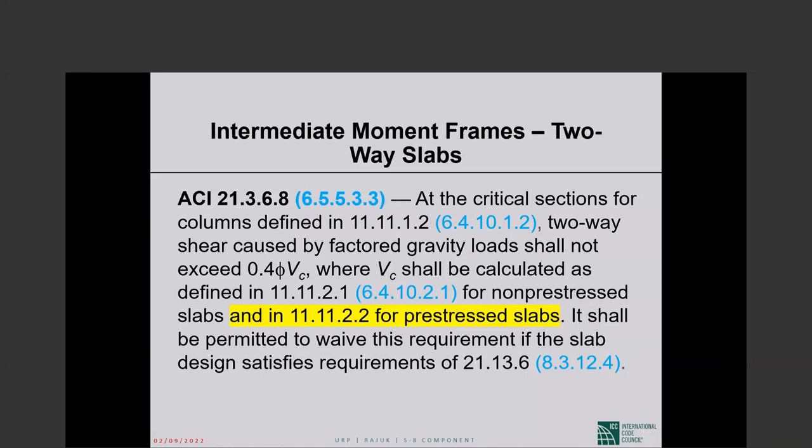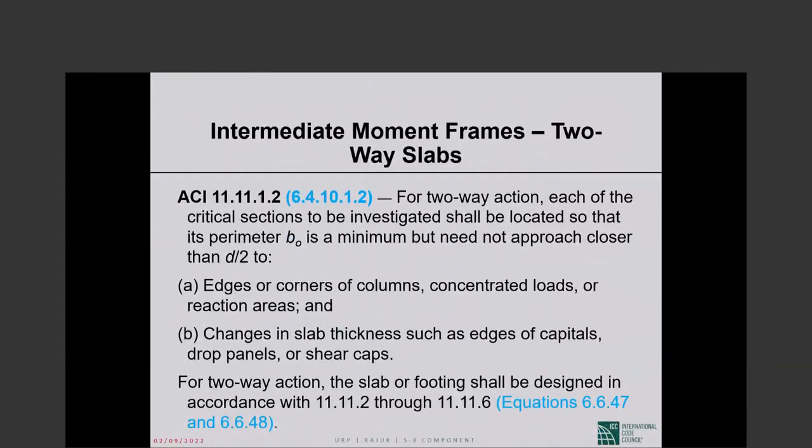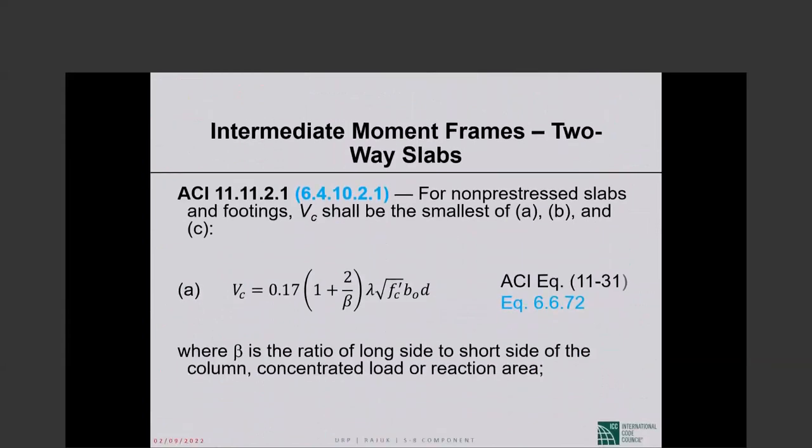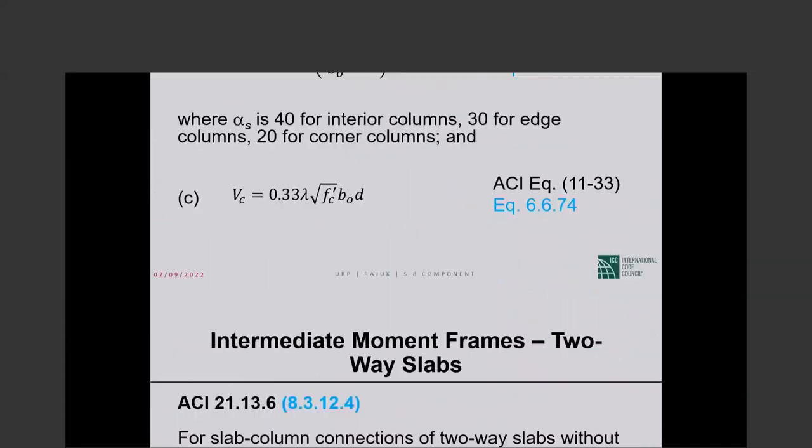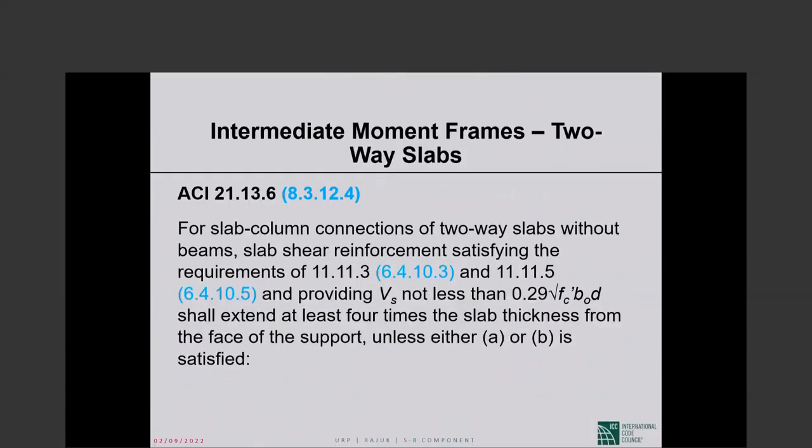So we have a severe limit on punching shear caused by gravity, 40% phi times V sub c. At the same time, we have a waiver. You don't have to live with that limitation if you satisfy 21.13.6. Okay, this is repeat. I probably will just not spend time on it. So you know about the critical section for punching shear, the three V sub c formulas, and the smallest amount governs. Okay, so all of that has been covered pretty recently.